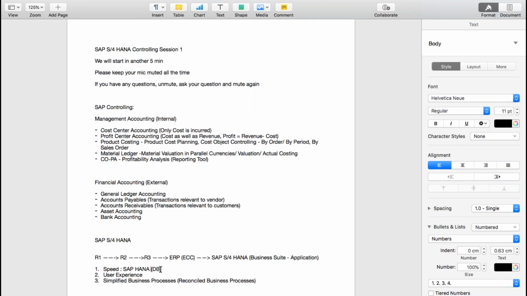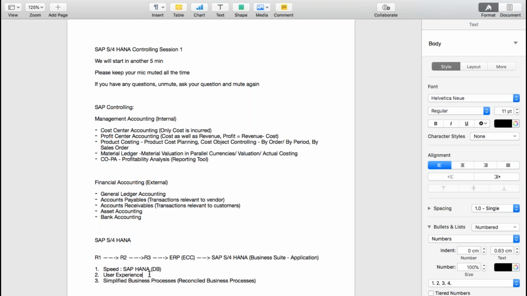We will talk about those things. These are the basic things before we touch our main topic of controlling, which each and every module consultant should know: why HANA, why S4 HANA, what is the difference, what is the database, what is the application. So these things we need to discuss.